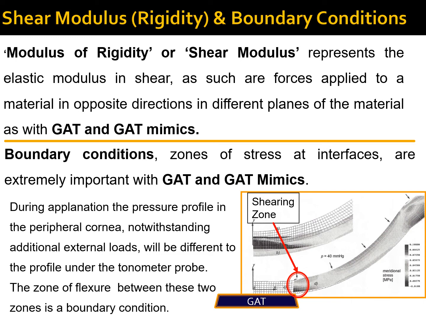And that also introduces these things called boundary conditions, which are zones of stress at interfaces. And they're extremely important with GAT and GAT mimics. So during applanation, the pressure profile in the peripheral cornea, notwithstanding the additional external loads, will actually be different to the profile under the tonometer probe. And indeed, the zone of flexure between those two zones is a boundary condition. And there's certain forces going on in there that no GAT models ever really considered.